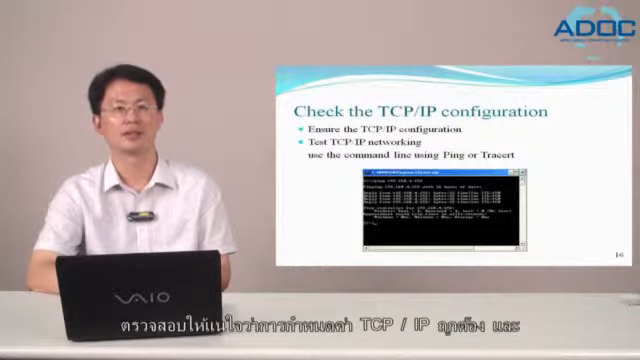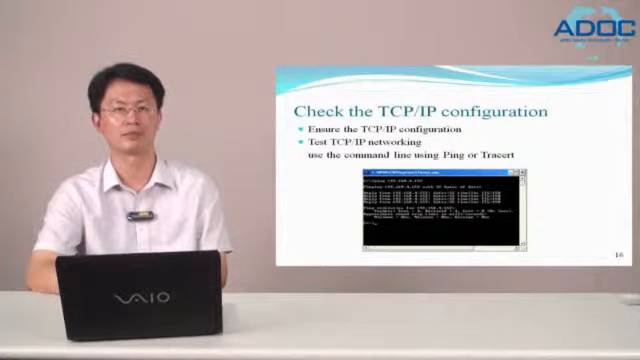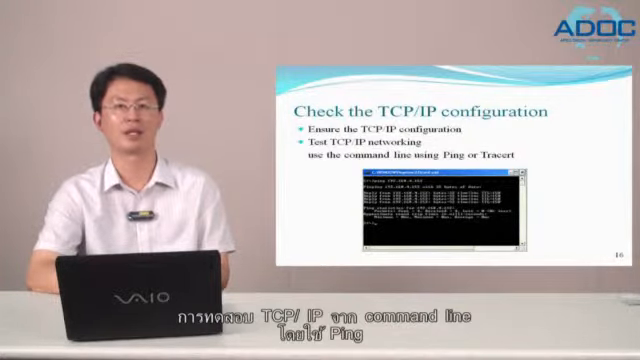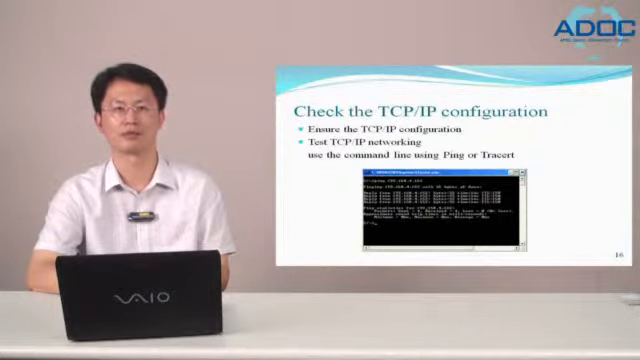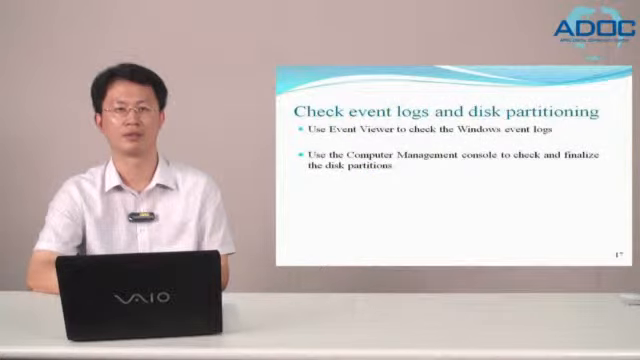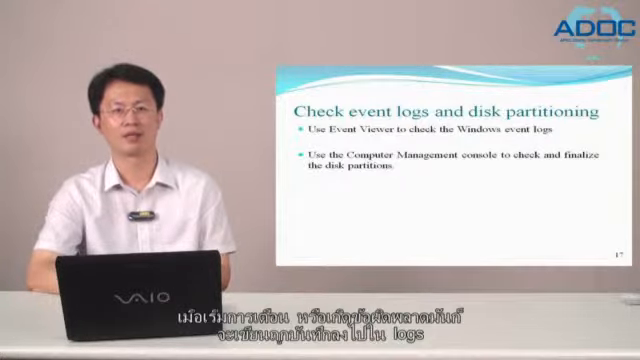And ensure that the TCP/IP configuration is correct and that any additional settings are applied as necessary for the network. Test TCP/IP networking from the command line using ping or tracert, and in the Windows operating system by trying to browse the network. Use Event Viewer to check Windows event logs. Any startup warnings or errors will be recorded in the logs.